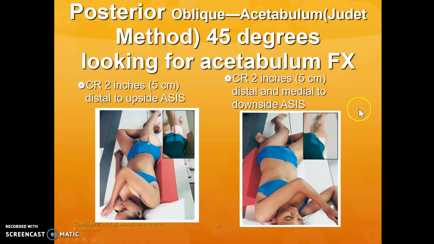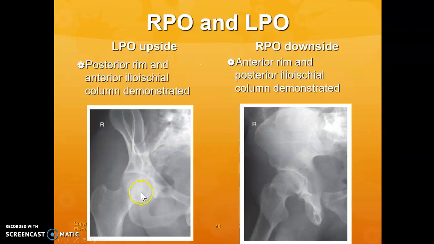The obliques are your other option for specialty views, and we call these the Judet views. These are 45-degree obliques, and we're looking for acetabular fractures. You're going to do one side up and one side down. So we're looking at a side up acetabulum here. You can see how it's magnified because it's raised. The obturator foramen is wide open and magnified because that's raised up.